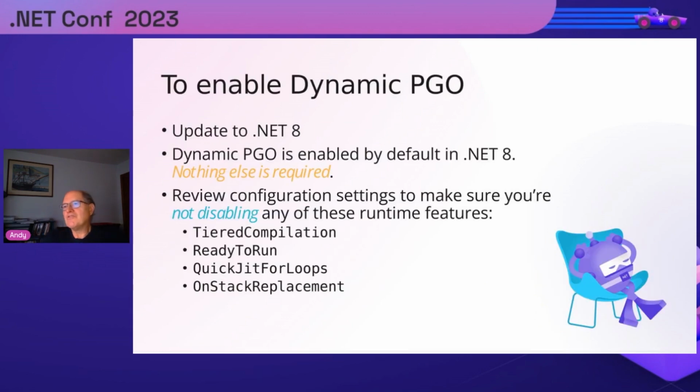All right, so let's quickly switch gears here. What do you have to do to enable dynamic PGO for your application? Very simple. You update to .NET 8. Nothing else. That's all you have to do.